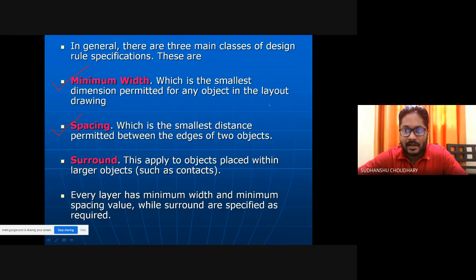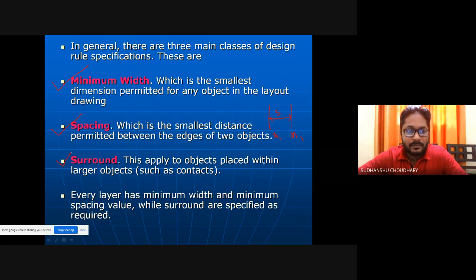Let us say I have a metal 1 and a metal 2 line, or maybe two metal 1 lines. There is a minimum spacing rule which says that there must be some minimum spacing between those two metal lines in your layout. The spacing can be more than the minimum spacing rule, but it cannot be less than the minimum spacing rule.